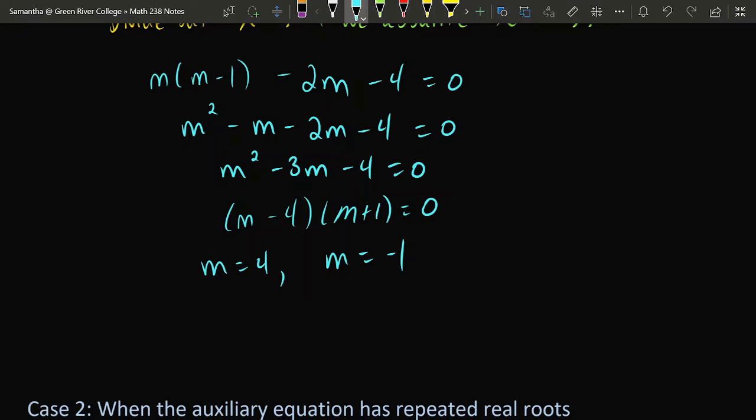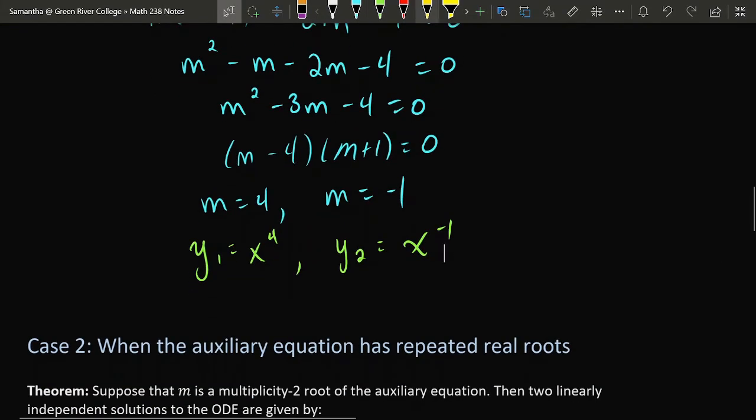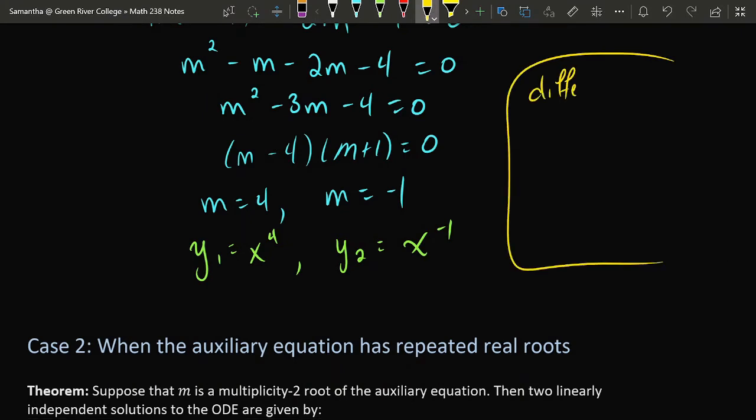And from these two values of m, we get two linearly independent solutions, x to the power 4 and x to the power minus 1. Once again, you can confirm, using the Wronskian, for example, that different m's give linearly independent solutions.